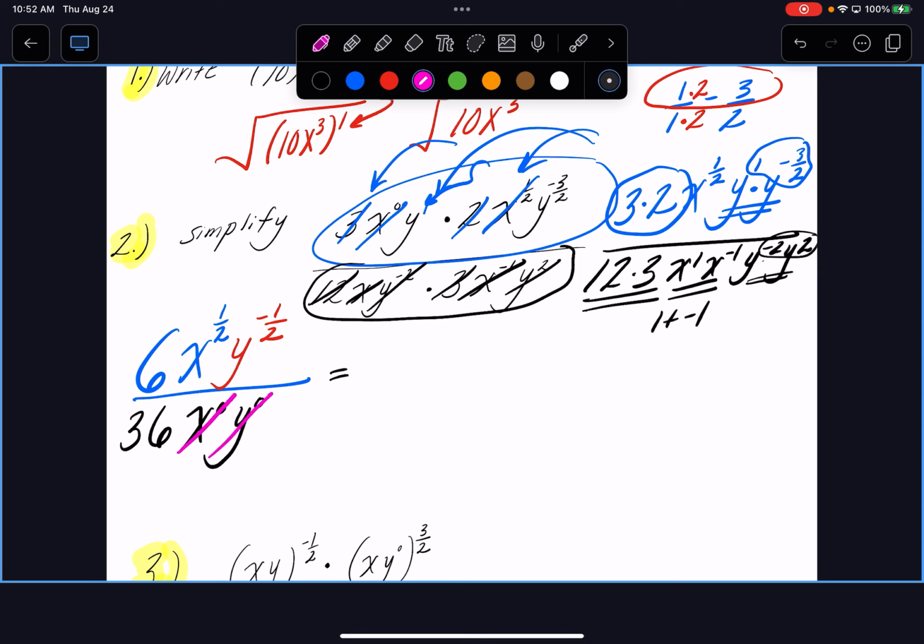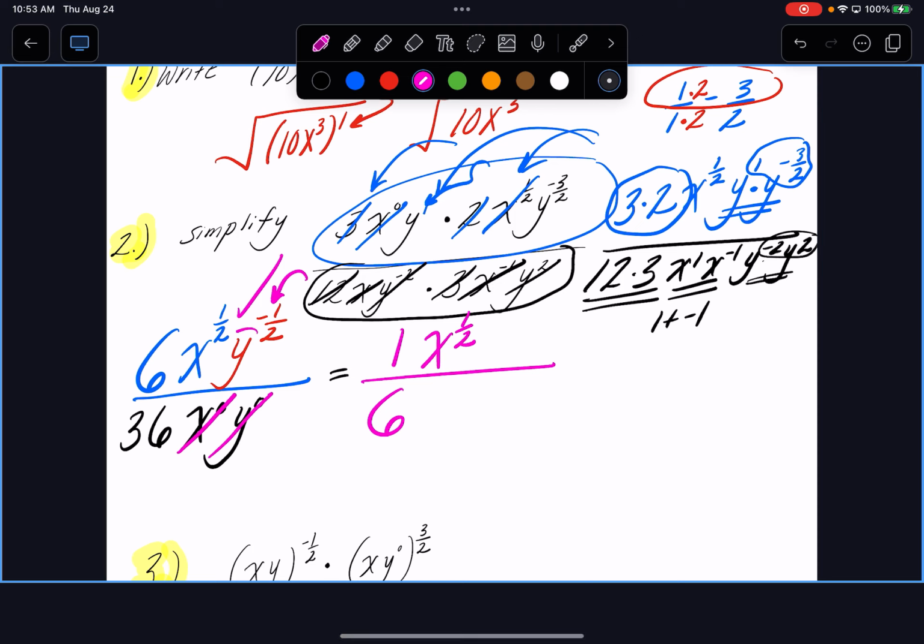I then say, does my answer simplify? Math is math. Does 6 and 36 divide? It divides out to be 1/6. Yep, 1/6. Then I have an x to the 1/2, and that's a positive exponent, which is considered a simplified answer. When we see a negative exponent in a final answer, it's just not a pretty final answer. There's nothing mathematically wrong with it. It's just the answer isn't written as pretty as it could be.